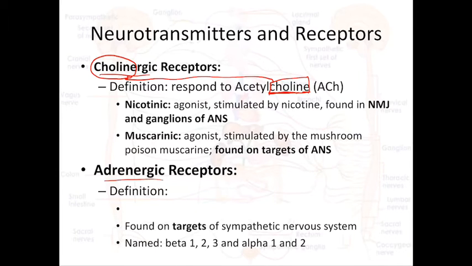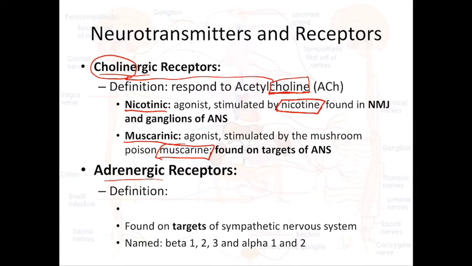Okay, but then underneath those cholinergic receptors, there's two types. There's nicotinic and there's muscarinic. The nicotinic ones were found to be stimulated by nicotine, same stuff we find in tobacco. Okay, muscarinic ones were found to be stimulated by the same thing we find in poisonous mushrooms, a chemical called muscarine. That's where it gets the muscarinic name.